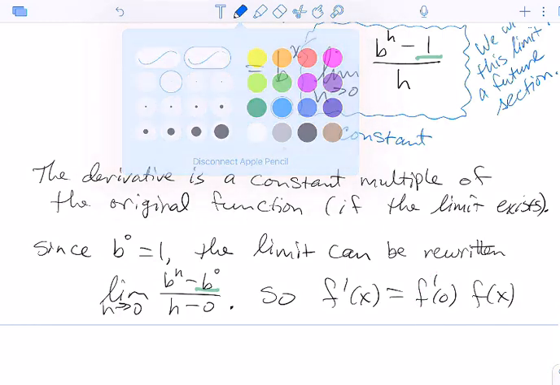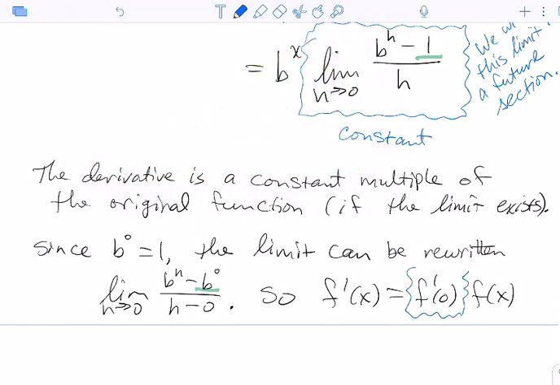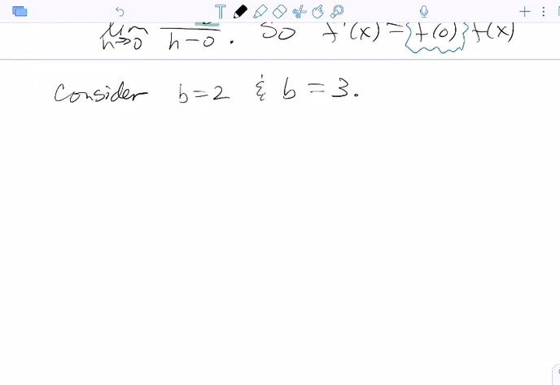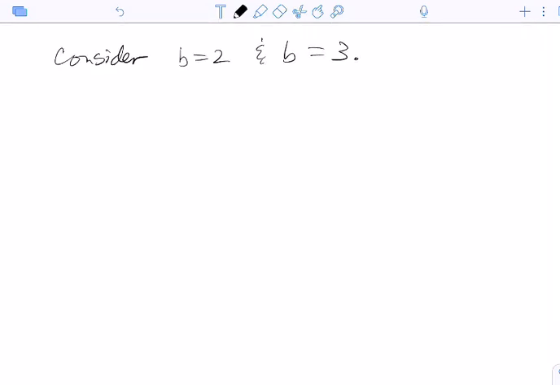So just to bring things together, I'm going to put this in blue and say it's not only a constant multiple of the original function, this derivative, but the constant multiple is the derivative itself evaluated at 0. Again, if the limit exists. So let's explore that limit a little bit. We're going to consider two cases, b equals 2 and b equals 3.